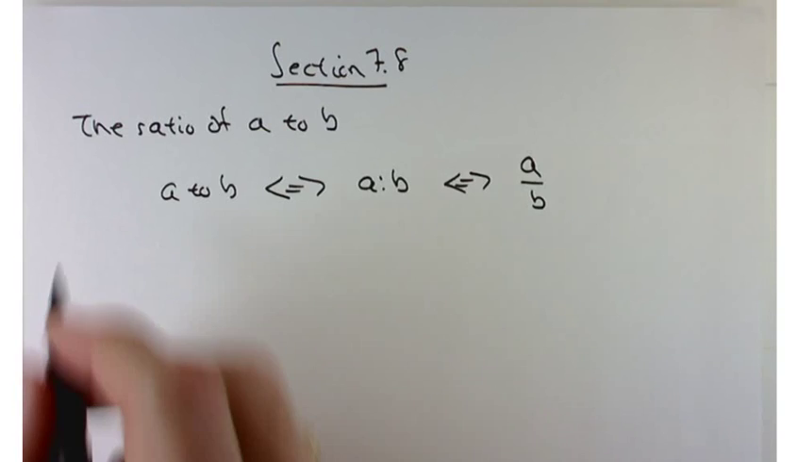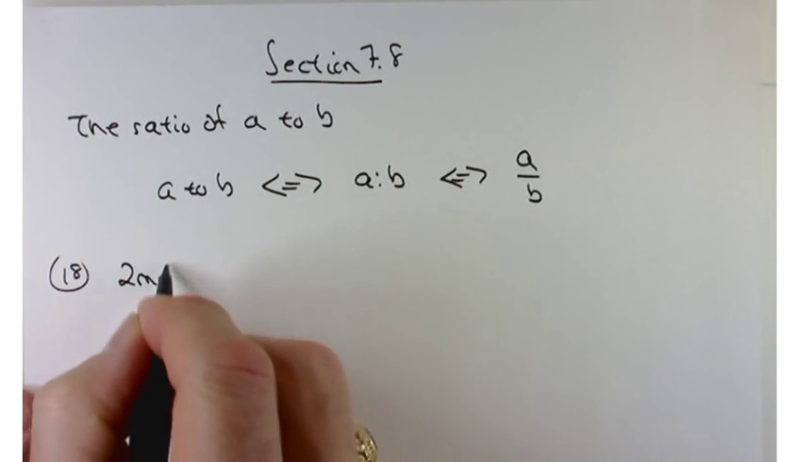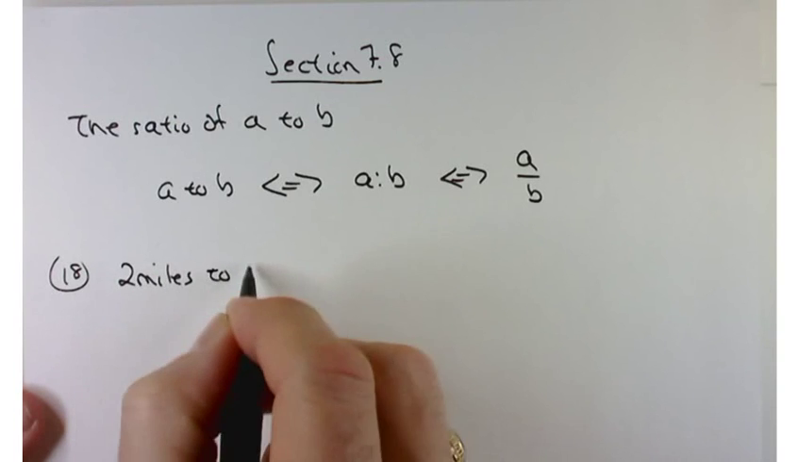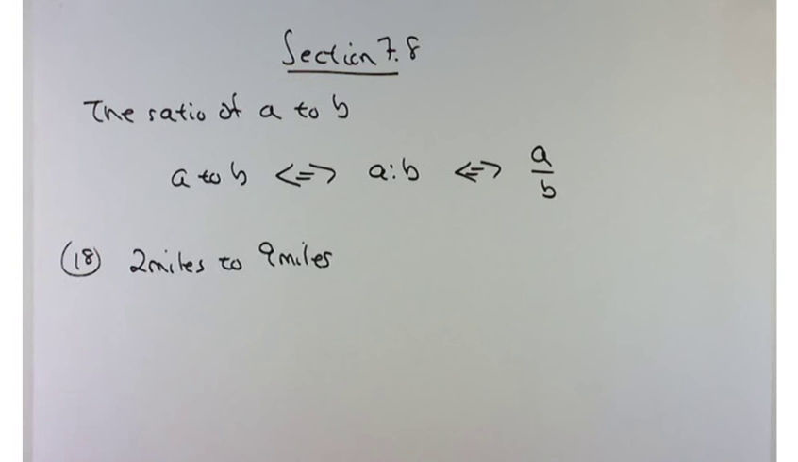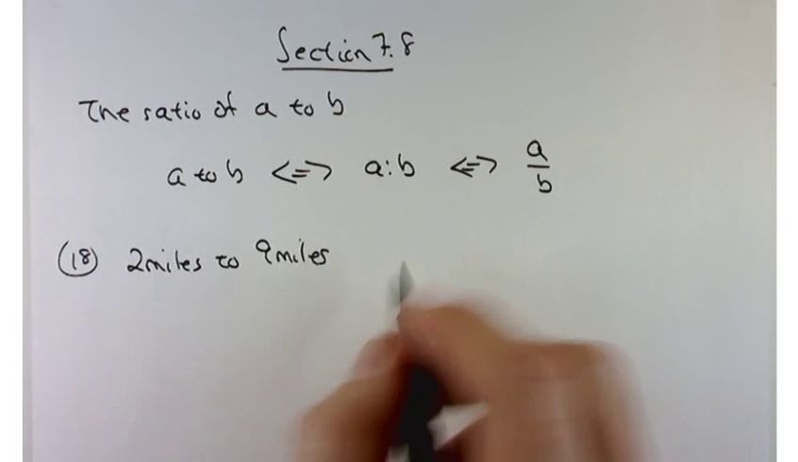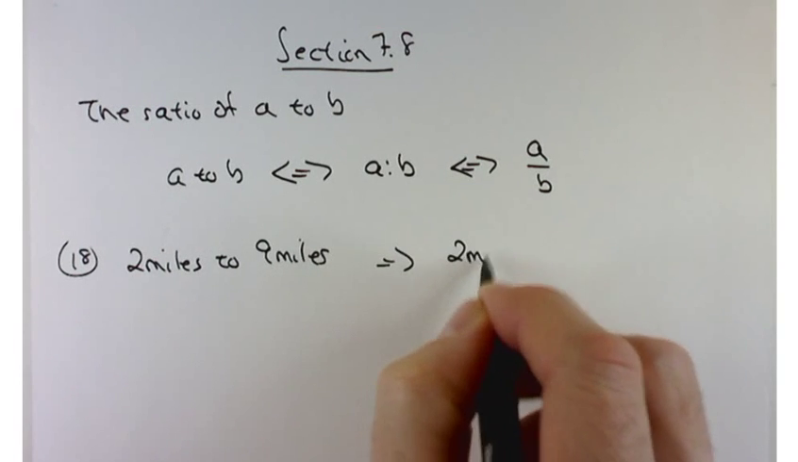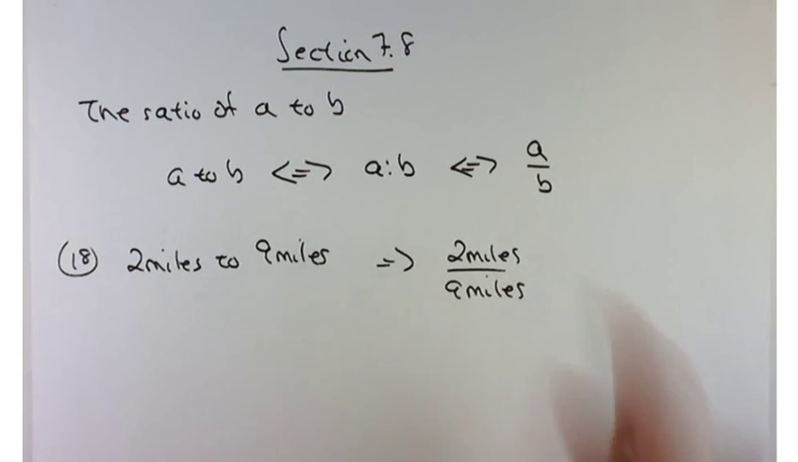Let's start with problem number 18. They asked us to form a ratio between 2 miles and 9 miles. So what's the ratio of these two? Well, A over B, that's going to be 2 miles over 9 miles, like that.